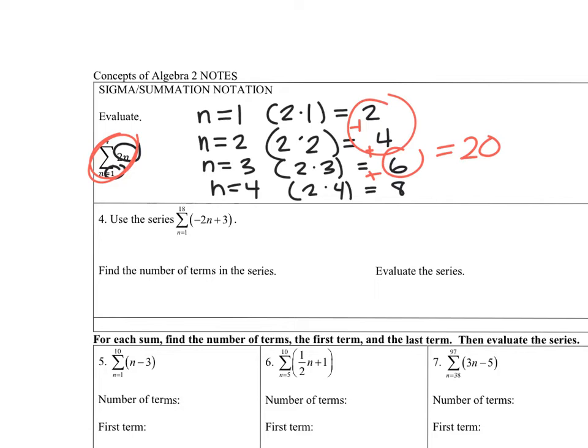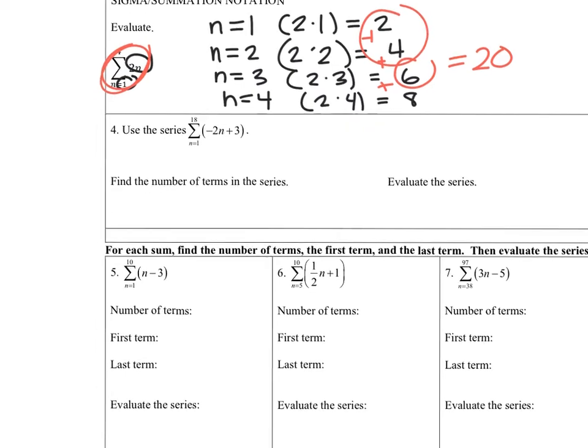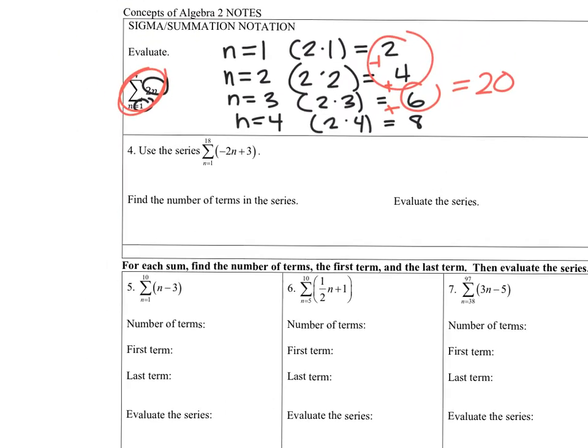The reason I stopped at 4 was because this number right here that I put in red was 4. If this was a 20, you'd keep going until 20. If this started at n equals 3, then you'd start at 3 and keep plugging numbers in until you get to the top number. So that's how you can evaluate a summation notation.